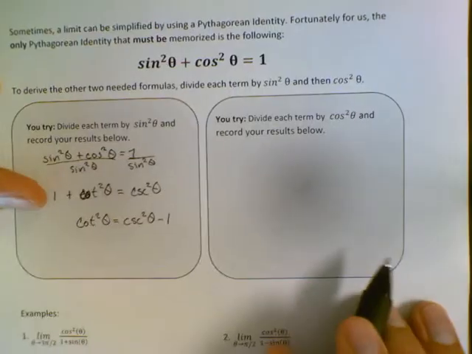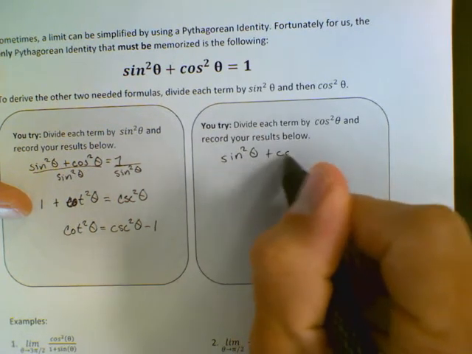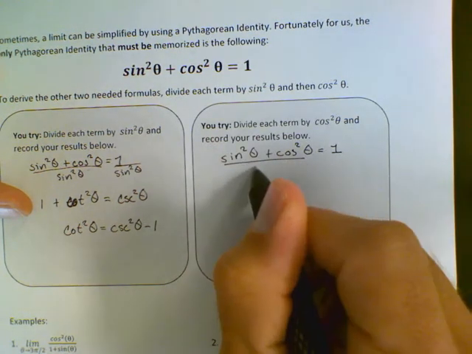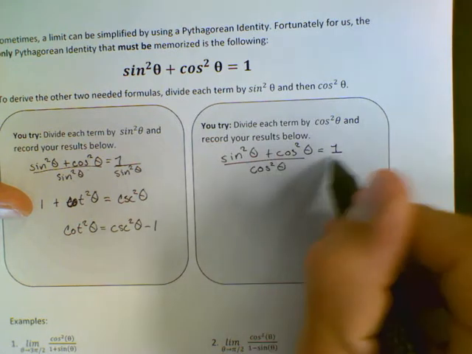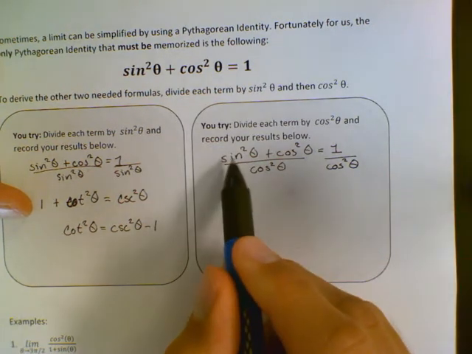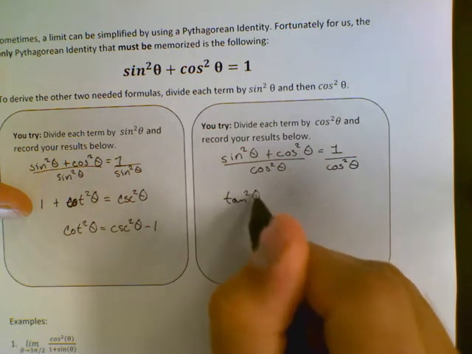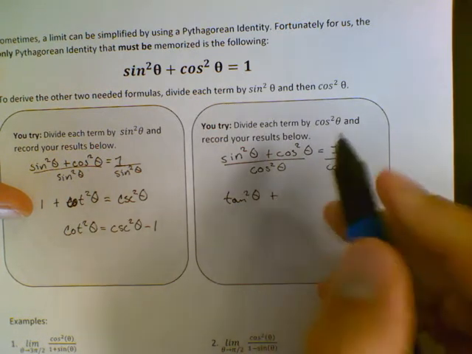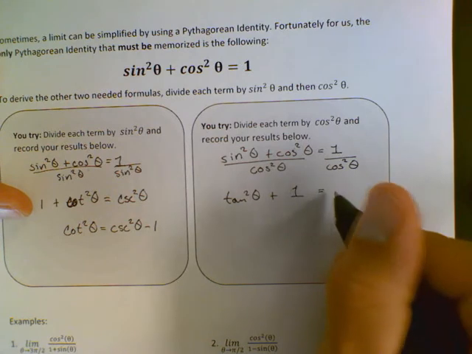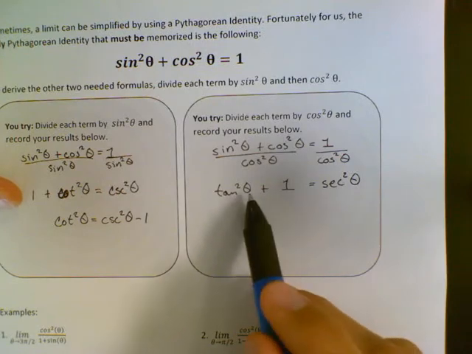Okay? So now what we're going to do is take that same formula, sine squared theta plus cosine squared theta equals 1, but this time we'll divide both sides of the equal sign by cosine squared theta. Now, when we divide by cosine squared theta, we'll have sine squared divided by cosine squared, and that gives us tangent squared. So tangent squared theta plus cosine squared over cosine squared is 1, and 1 over cosine squared is secant squared theta. And again, this is the way I typically memorize it.